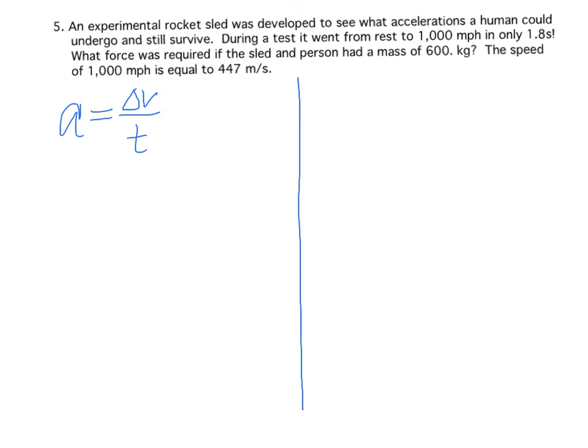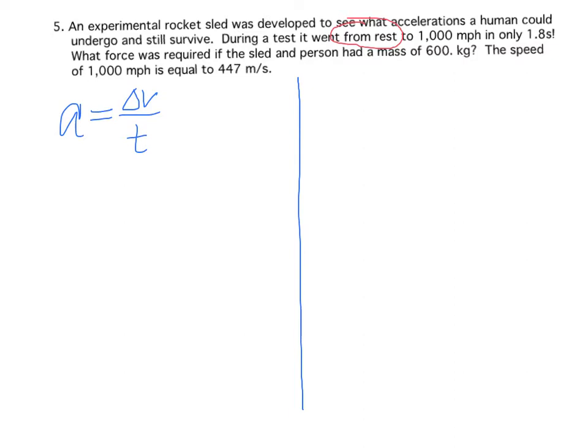An experimental rocket sled was developed to see what accelerations a human could undergo and still survive. During a test, it went from rest, now remember that is an important set of words there, to 1,000 miles per hour in only 1.8 seconds. What force is required if the sled and person had a mass of 600 kilograms? And you want to be careful about units here.